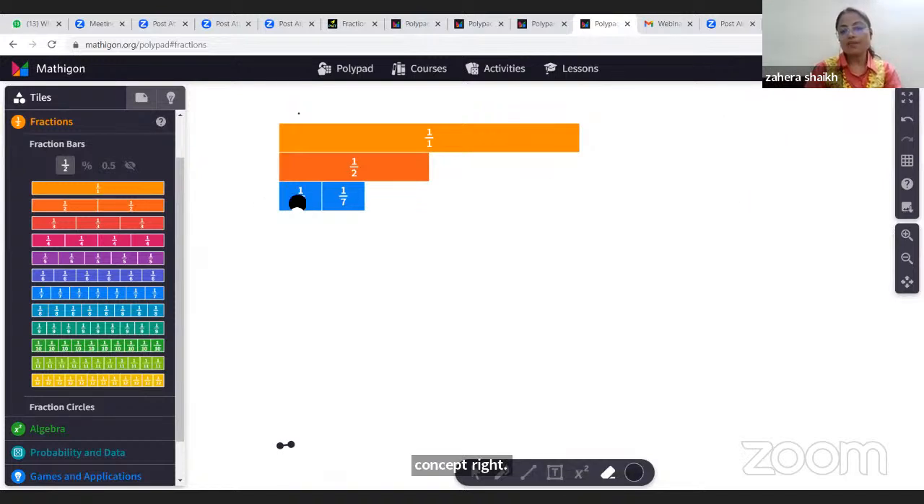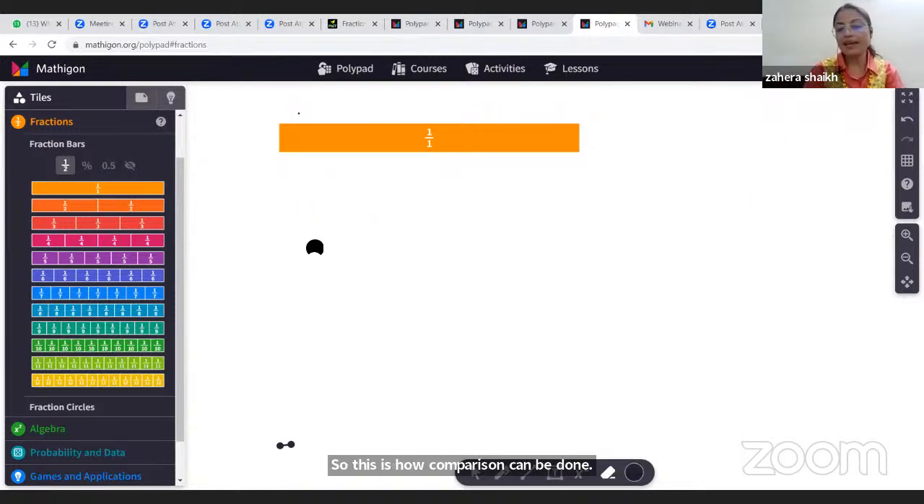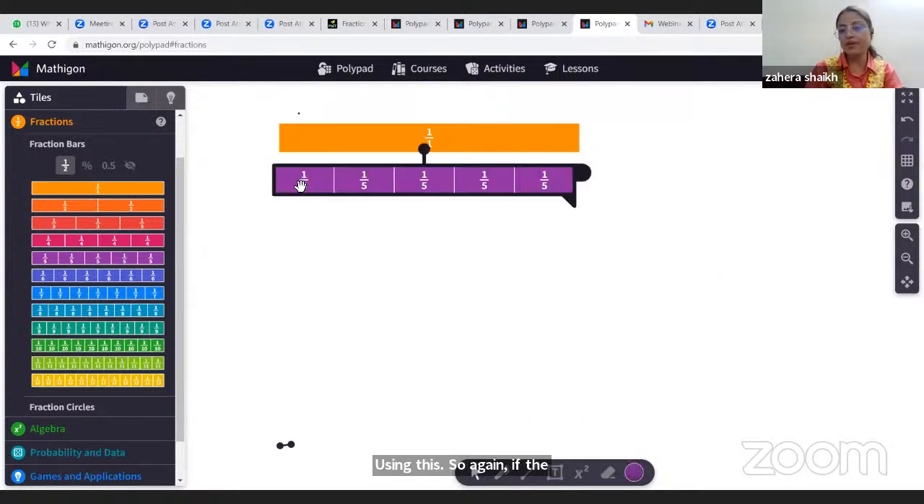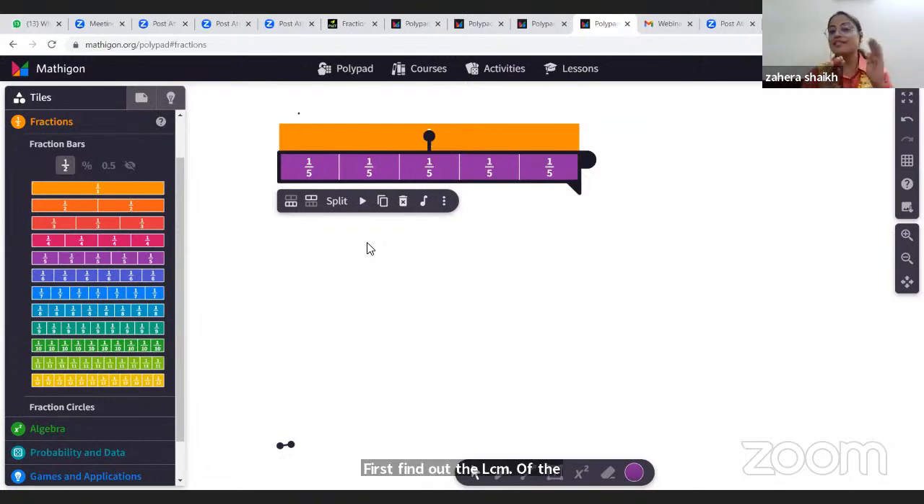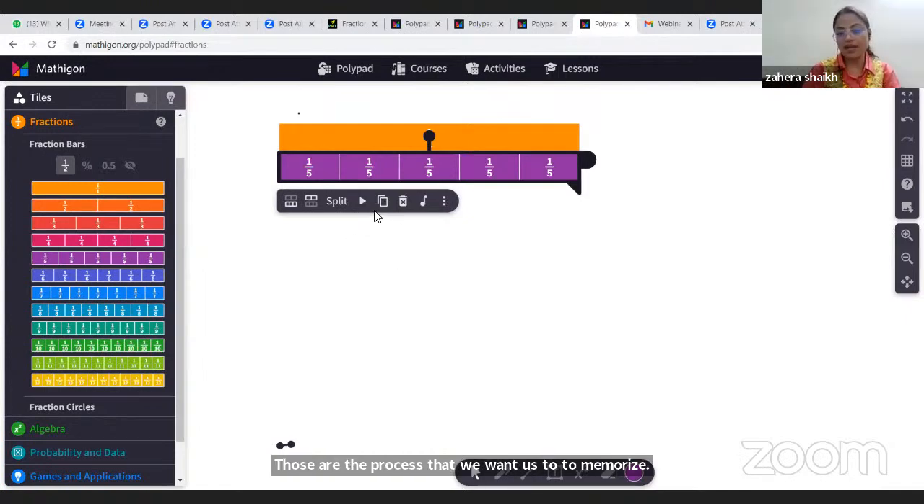Now I want my children to see how they can add and find the total using this. If the fractions are like terms, meaning they have the same denominator, it's quite easy for them to understand. But if they have different denominators, then we teach them to first find the LCM of the denominators, then multiply, then add. Again, those are the steps, the process that we want our children to memorize. That is not what is required.